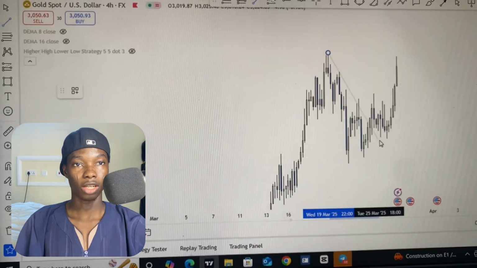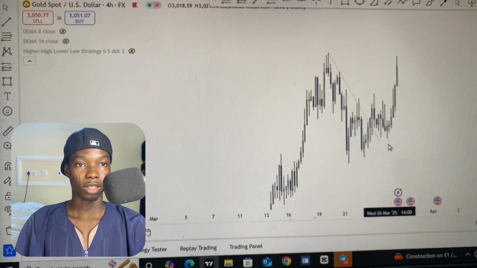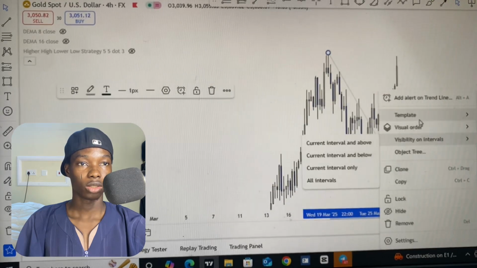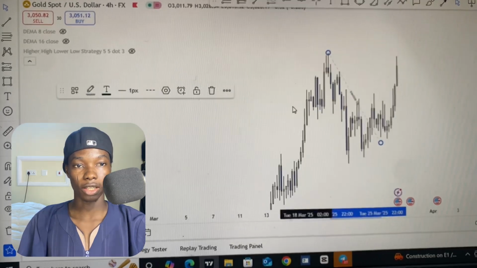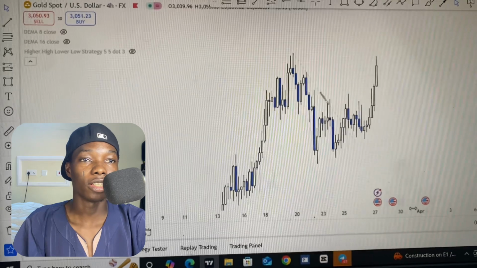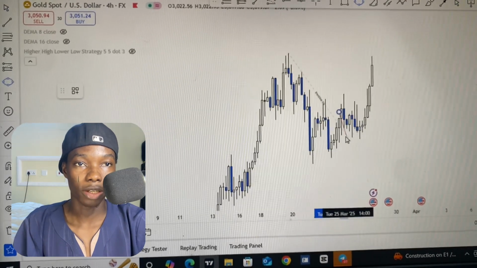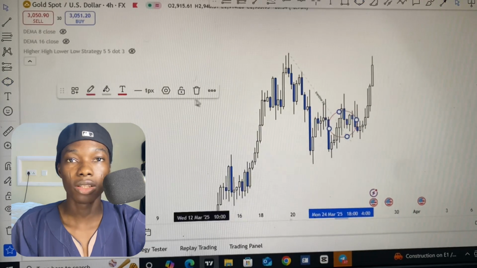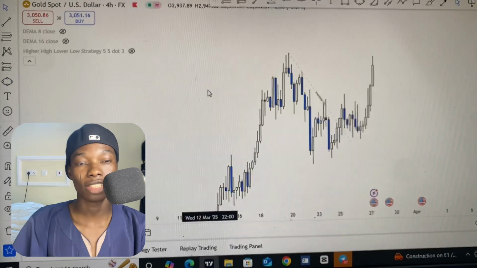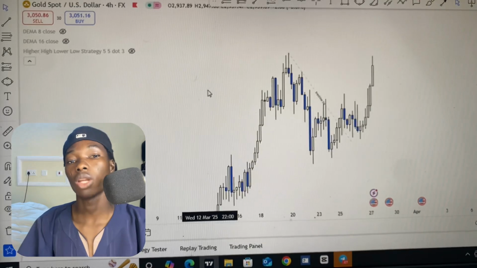That trend line liquidity over here got broken. We have a trend line over here. You can see clearly the market broke out of this trend line at this level over here. Immediately the market broke out of the trend line. The next time frame I'll be heading to is the 1 hour time frame.